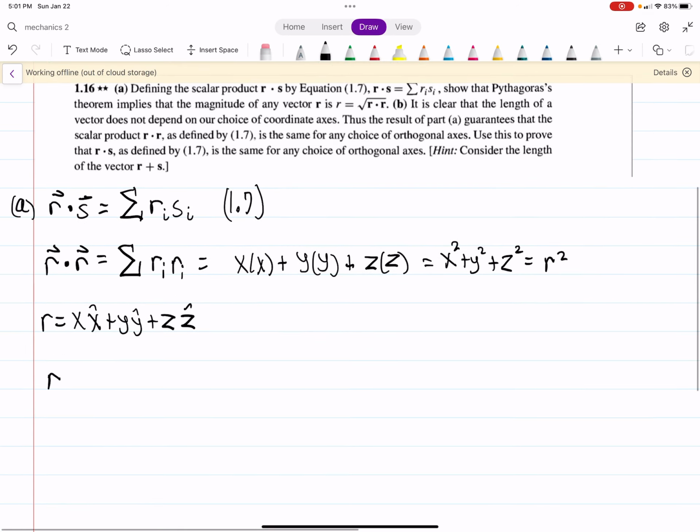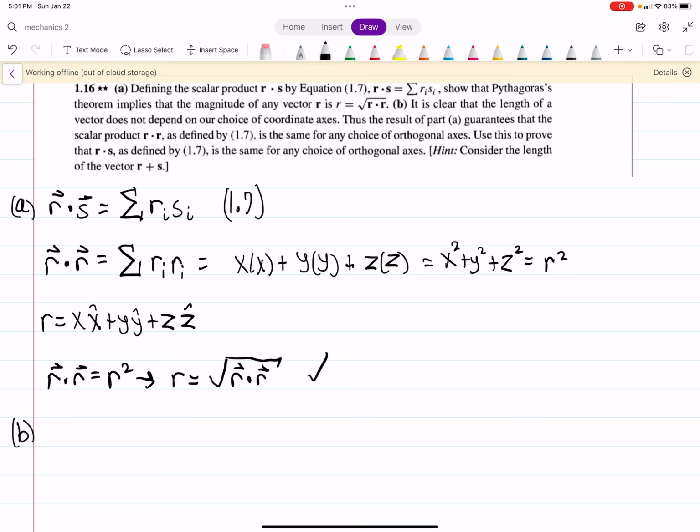So what we have then is the dot product of r with itself is just r squared, and then squaring both sides we can see r is the square root of r dot r. That's all we needed to show. That was part A.